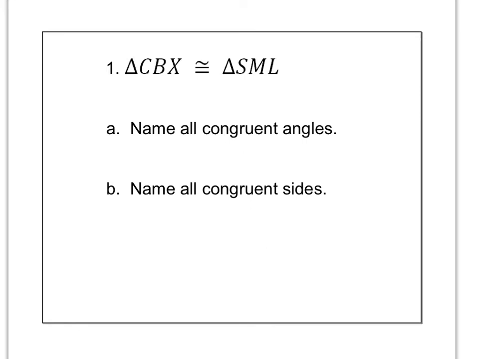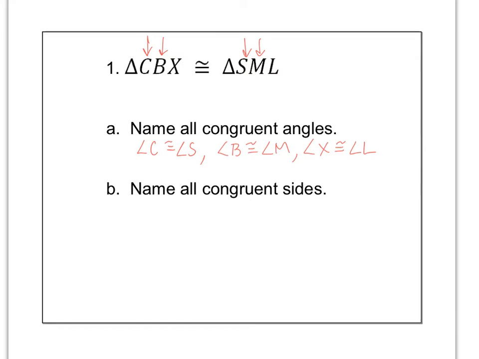Please pause the video and try this next problem. So name all the congruent angles. Angle C matches up with angle S. So angle C is congruent to angle S. Angle B is congruent to angle M because they're both the middle letters. And that leaves angle X is congruent to angle L.